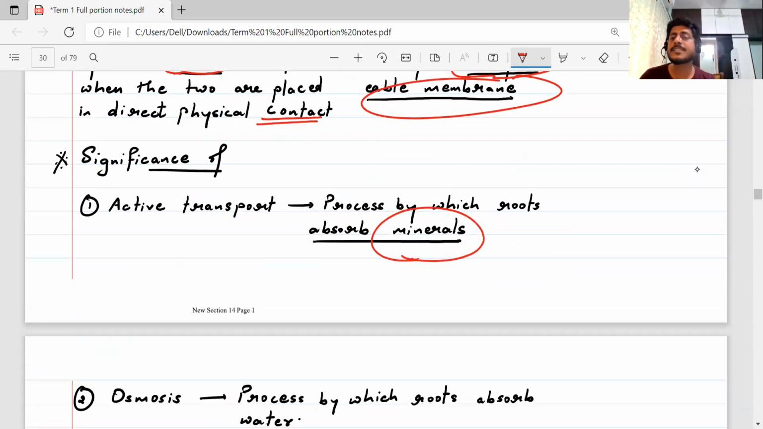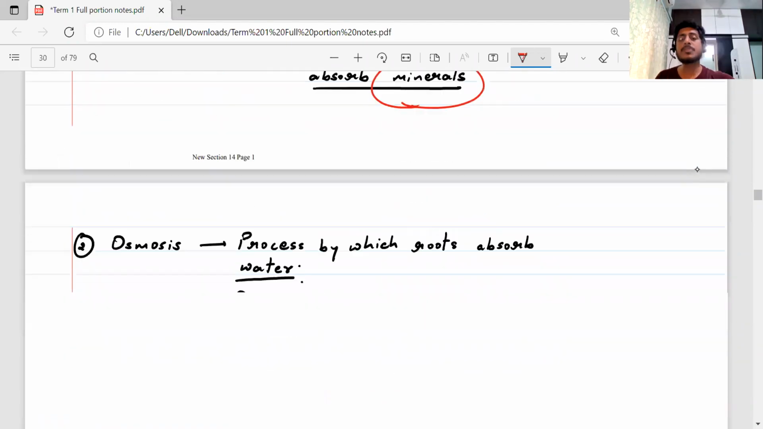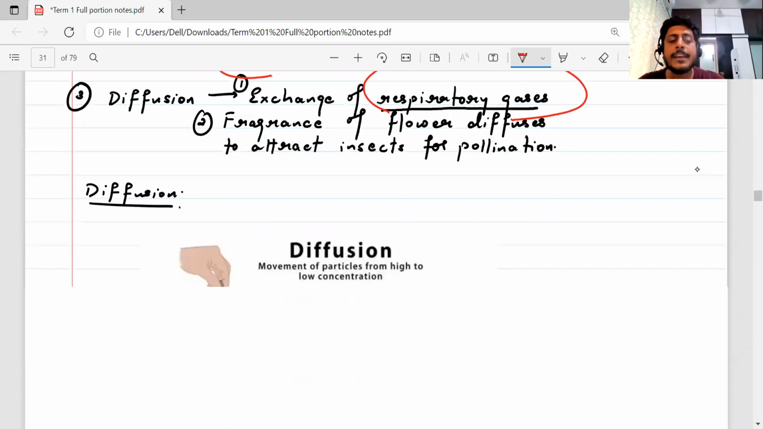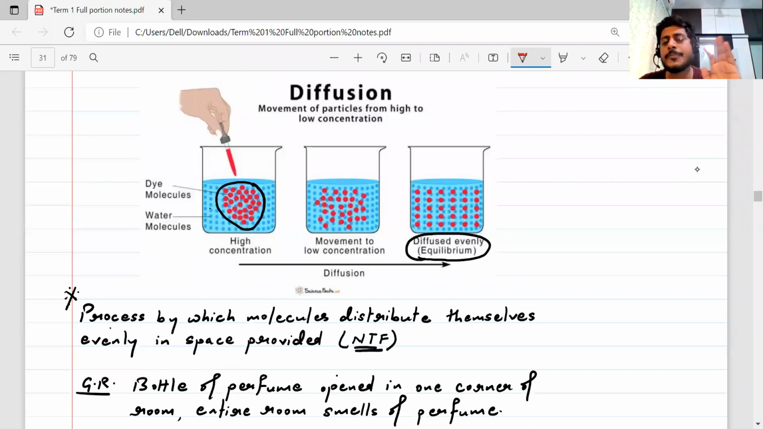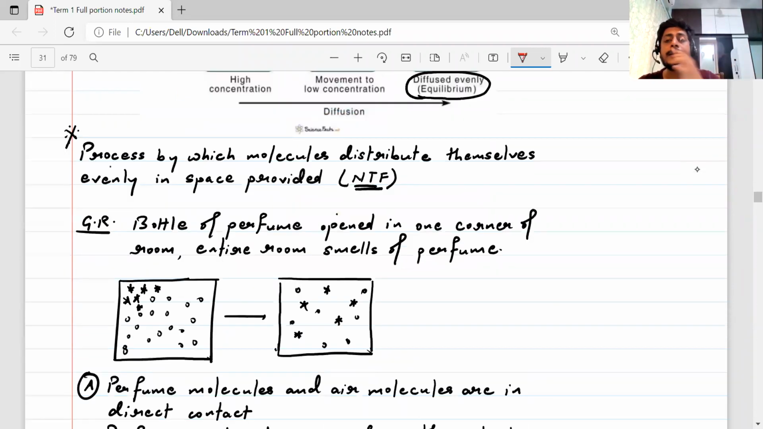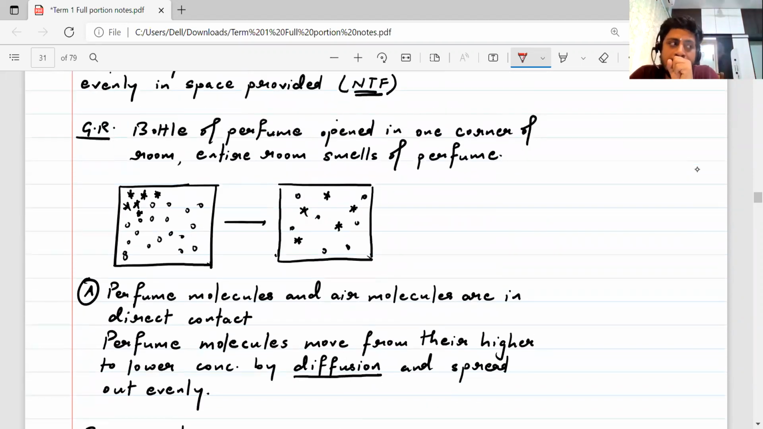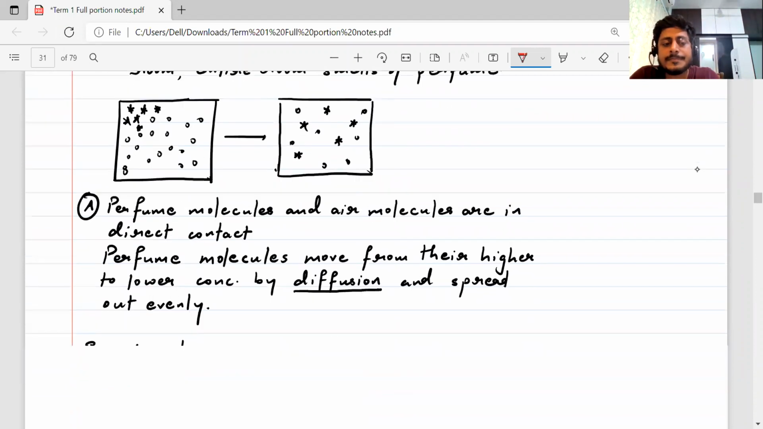So remember, it will be the process by which minerals are absorbed. Osmosis will be the process by which water is absorbed, and diffusion will be the exchange of respiratory gases. Diffusion, you just need to know the definition and the significance. The process by which molecules distribute themselves evenly in the space provided is diffusion. A simple example is a bottle of perfume opened in one corner of the room, or pollinating agents, insects, being attracted because of fragrance, an example of diffusion.